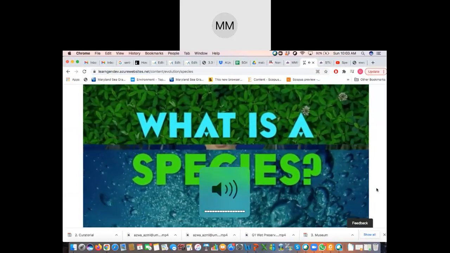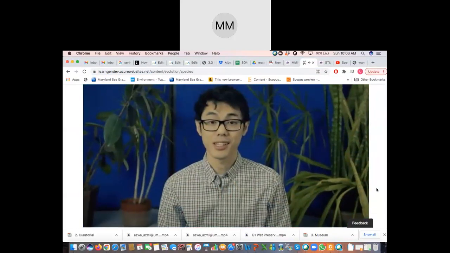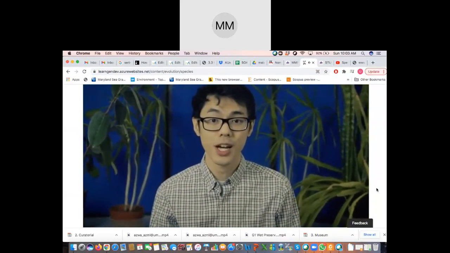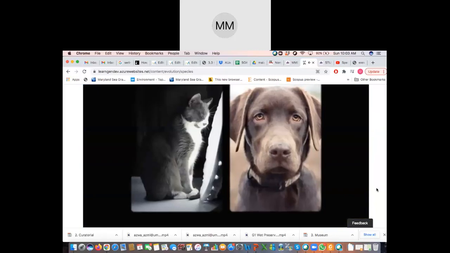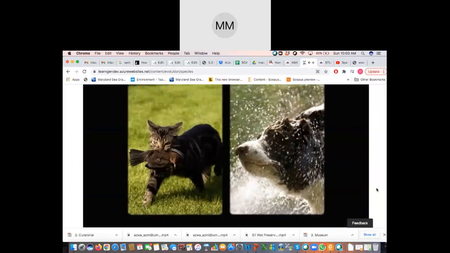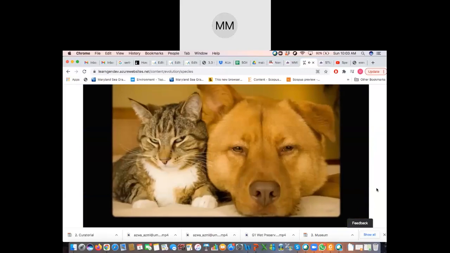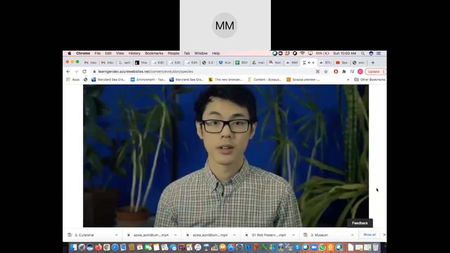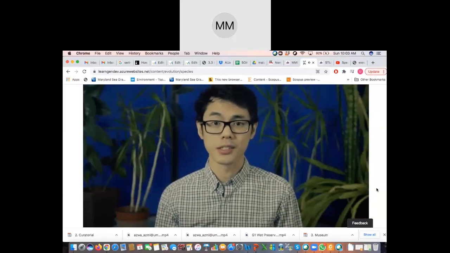The average person on the street can probably tell you that cats and dogs are different species. And chances are they can come up with some reasons why. Cats and dogs look different. They behave differently. They don't make kitten-puppy hybrids. The same goes for squirrels and raccoons. We know intuitively that they're different species.